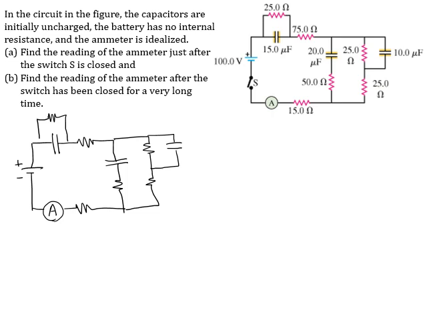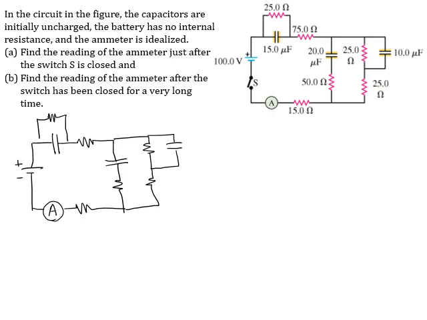Let's do an example here now where we have a circuit with capacitors and resistors attached to a source of potential. It has a switch and an ammeter. We're trying to figure out what does the ammeter read as soon as we close the switch and what does it read after the switch has been closed for a long time. So let's tackle part A first. What happens as soon as we close the switch?